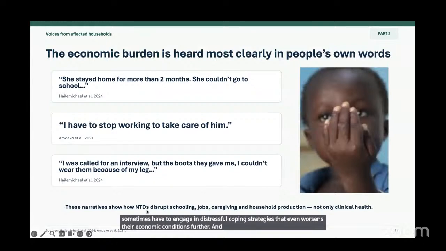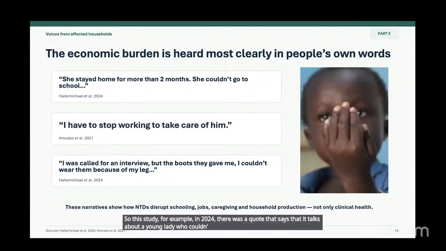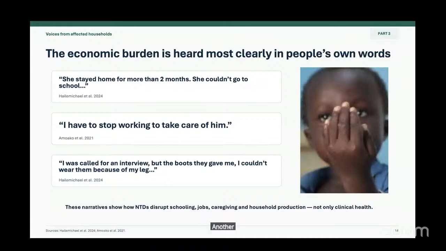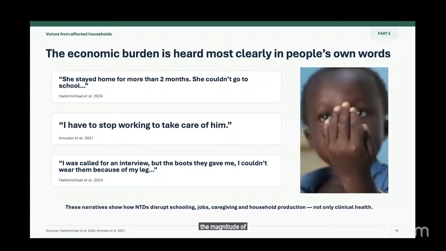And these are some responses from some of the recent work that we have done in KCCR on the economic burden of NTDs. So this study, for example, in 2024, there was a quote that talks about a young lady who couldn't go to school for so long, and states that she stayed home for more than 2 months. She couldn't go to school. That's a clear loss in school time. Another individual complains about the fact that the individual experiencing the condition has to stop work completely and couldn't go to work because of the magnitude of the condition.